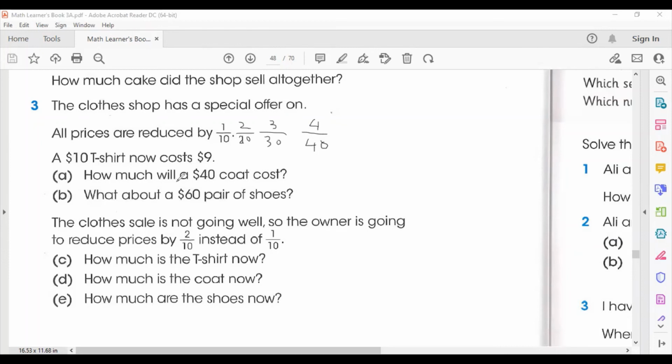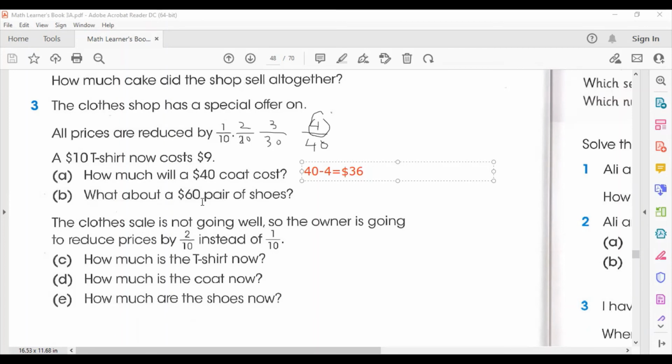So how much will a $40 coat cost? We need to minus it. $4 discount, so 40 minus 4. 40 minus 4 equal to 36. So the price for the coat is now $36.